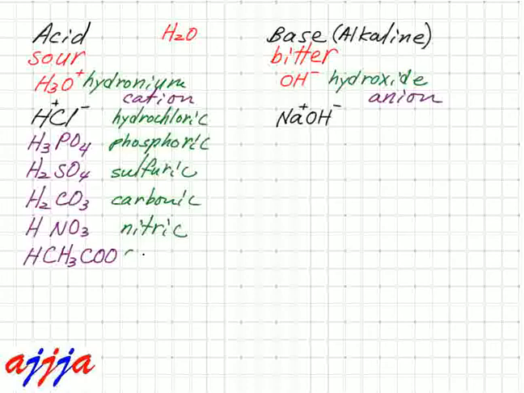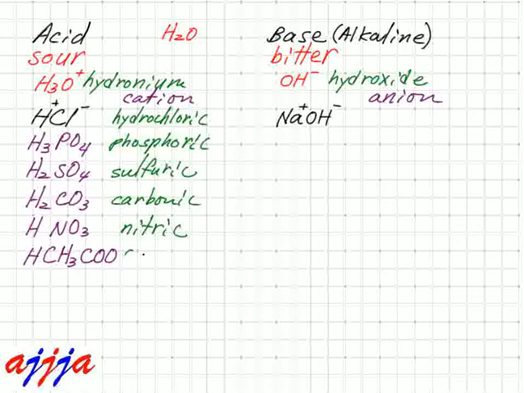Hydrochloric acid. Okay. This one, phosphoric acid. Oh, phosphoric acid. What about this one? Sulfuric acid. Alright, sulfuric acid. This one, carbonic acid. Oh man, very interesting.